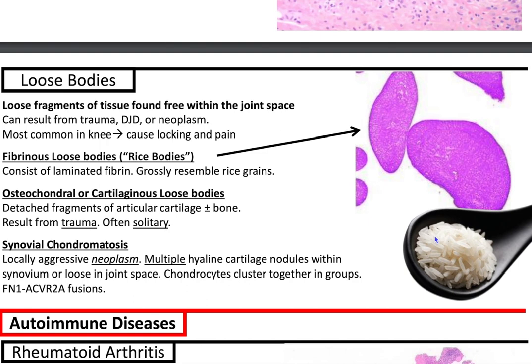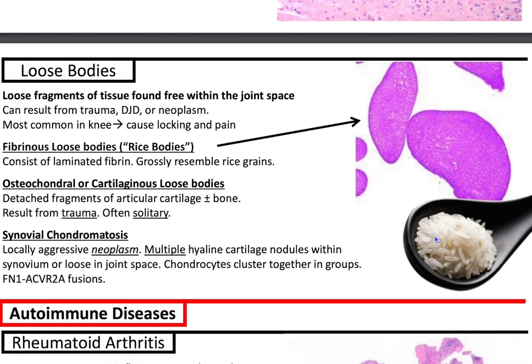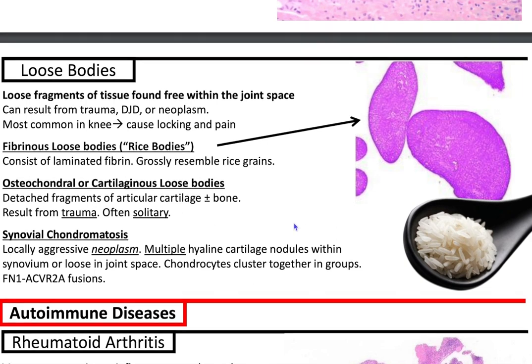Loose bodies. These are loose fragments of tissue found within the joint space. They can result from trauma, DJD, or neoplasm, and are most common in the knee, causing locking and pain. Grossly they resemble rice grains, as you can see here, and consist of laminated fibrin, so they're called fibrinous loose bodies or rice bodies. You can see osteochondral or cartilaginous loose bodies, which are detached fragments of articular cartilage and bone, not of laminated fibrin. This results from trauma and is often solitary.